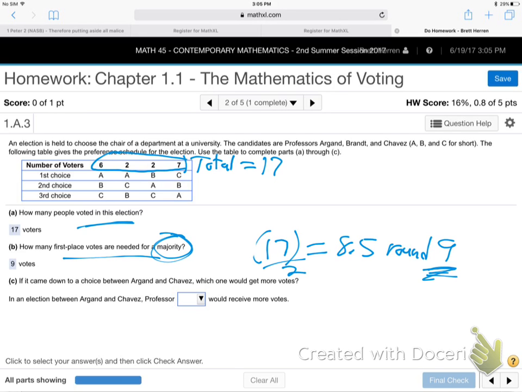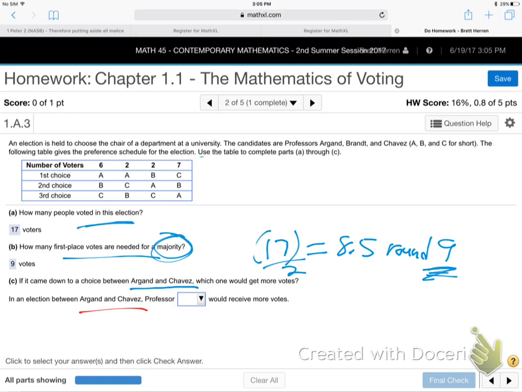Okay. Part C. If it came down to a choice between A and C, which one would get more votes? That's an important skill because when we get into the different techniques, we're going to present 4 different techniques here in a minute. And you're going to want to be able to do a head-to-head comparison. So let me show you how to do that.